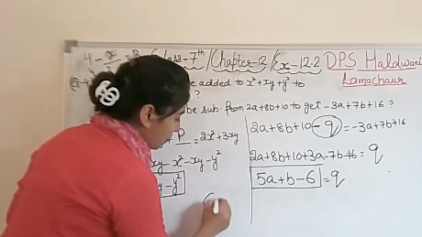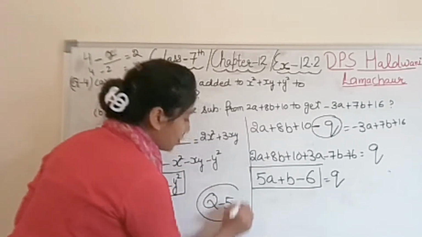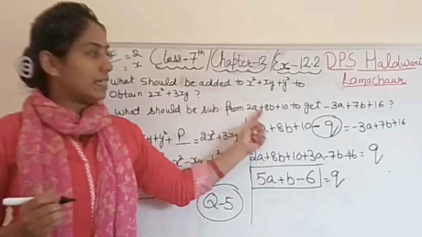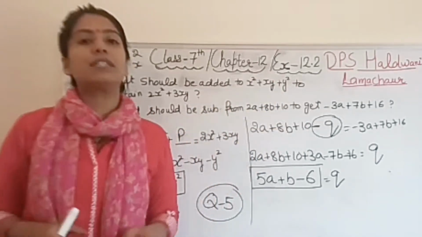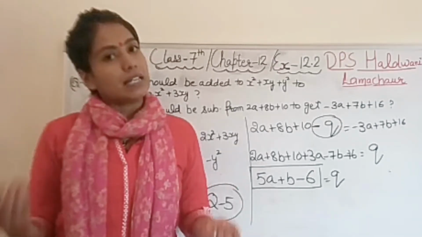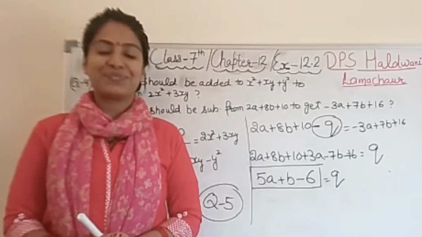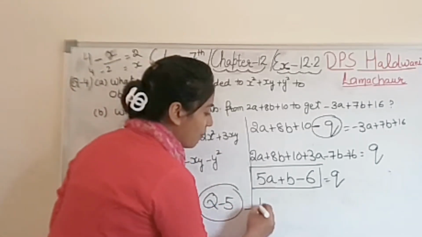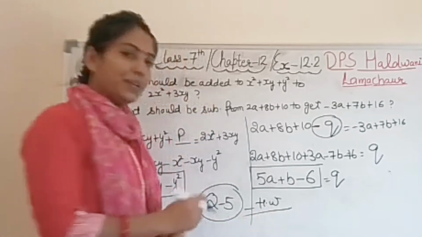Question number 5, we have the same type of question as we have done in B part. What should be taken from this term to get this? The word taken from is being used in question number 5. So taken from means subtraction only. So this was about question number 4. Question number 5 is homework for you. You will solve it on your own.